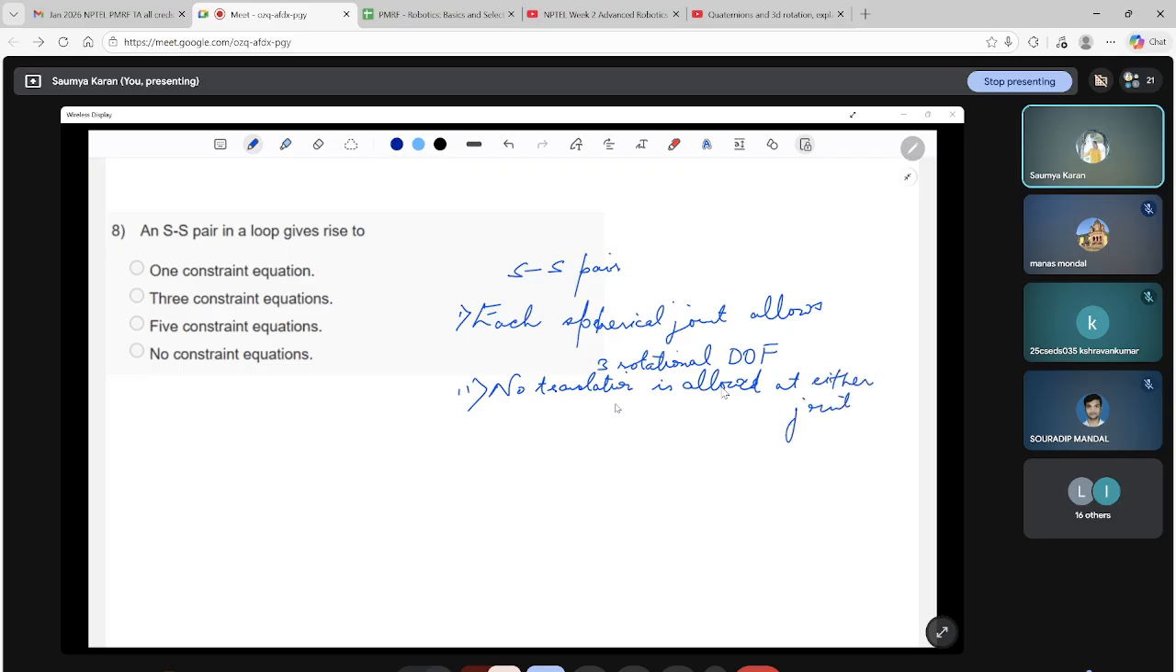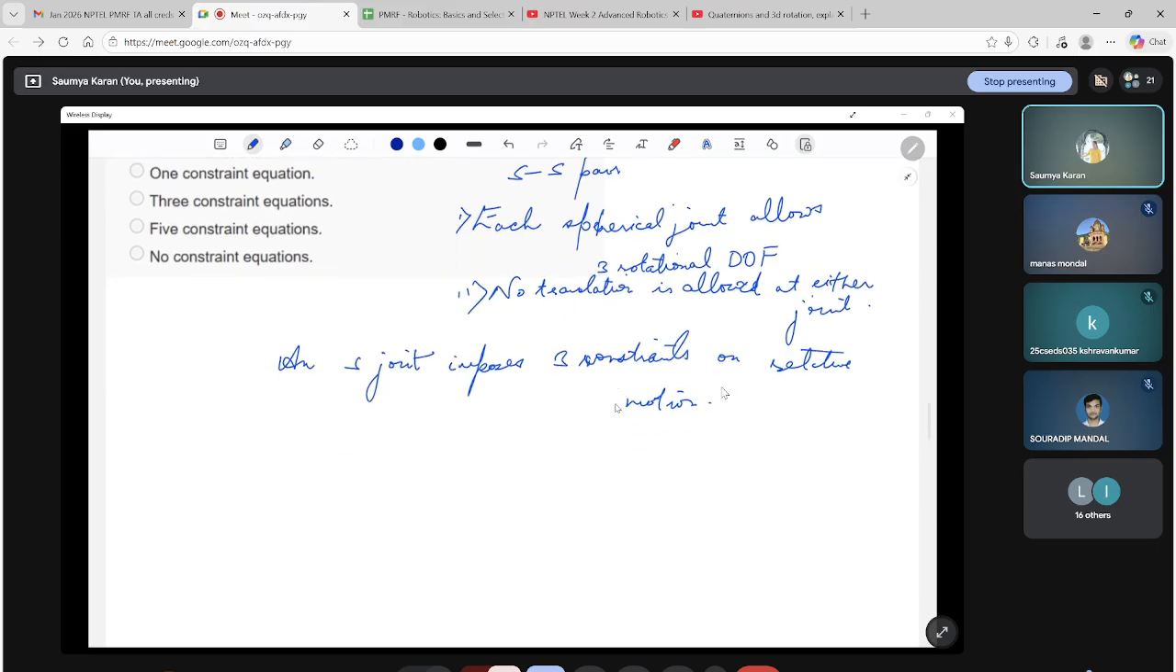Okay. So locally an S joint imposes 3 constraints on relative motion, right? Now we are talking about open chain and loop. When joints appear in an open chain, what happens? Each joint adds its own constraint, right?